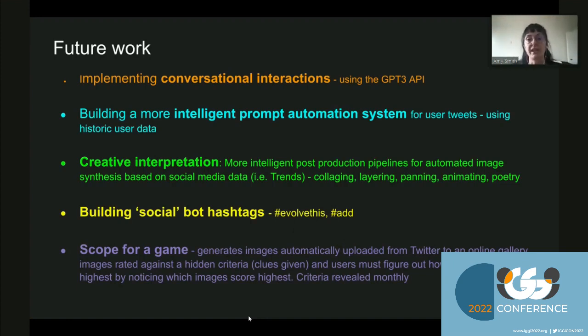I'd like to build a more intelligent prompt automation system, and one way to do this is if a user tweets the bot, it could take a moment to check some of the things that user has tweeted about in the past, maybe build prompt modifiers based on this data, and automate a kind of prompt engineering situation based on that information about the user, so that they get something a bit more personalized in response.